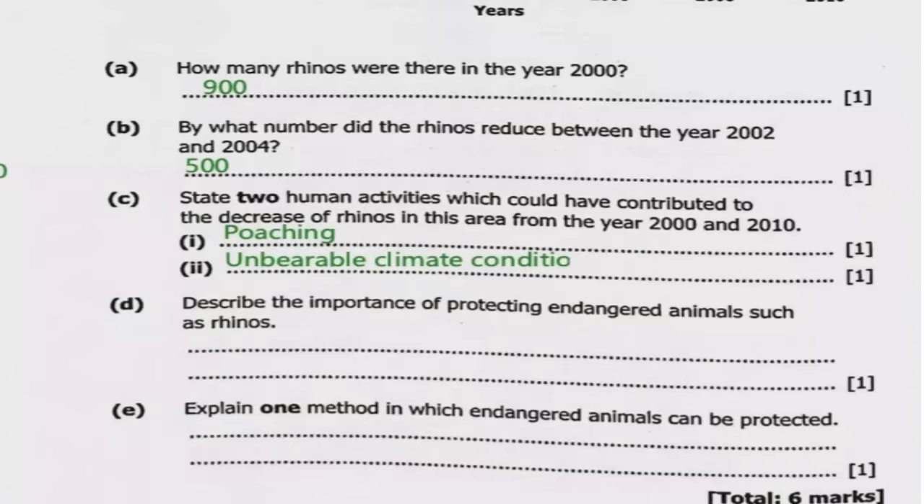Okay, we come to D. Describe the importance of protecting endangered animals such as linos. Okay, so what do we do with the linos? Linos are also a source of income. So if we protect them, the continuity of income is also protected. If people come to see Zambian linos and then we finish them, they won't be coming to check on Zambian linos. Okay, so it won't attract tourists because they are dead.